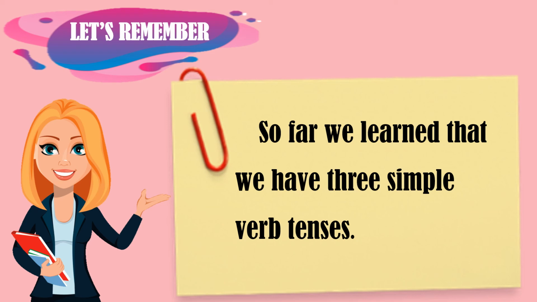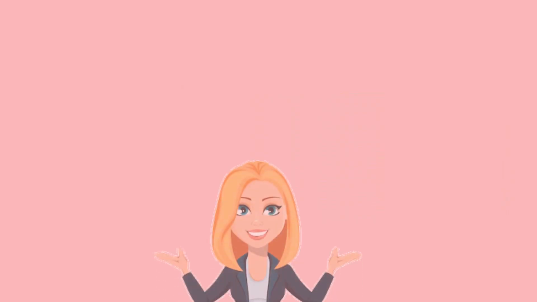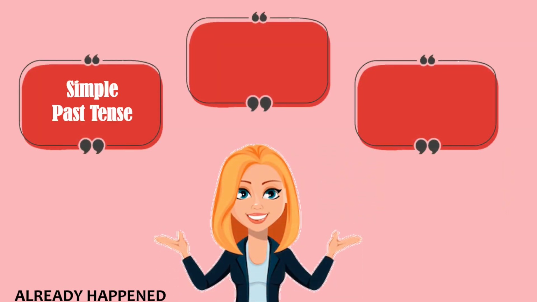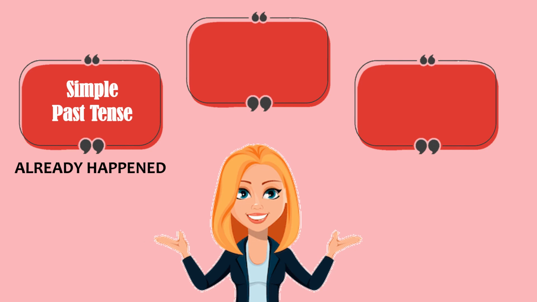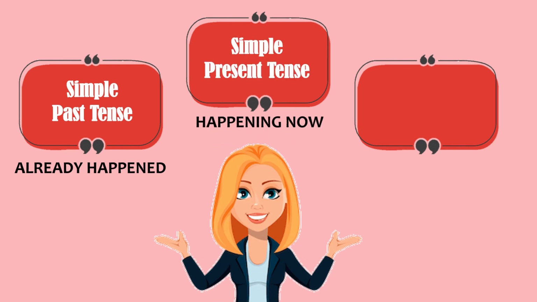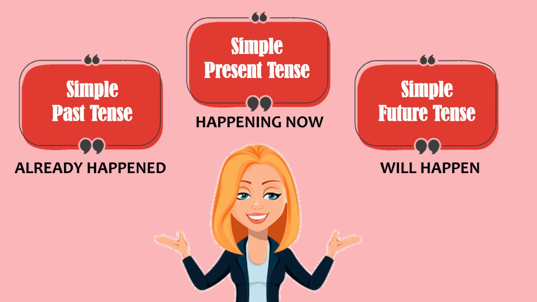So far, we learned that we have three simple verb tenses. Simple past tense means already happened. Simple present tense means happening now. And simple future tense means will happen.